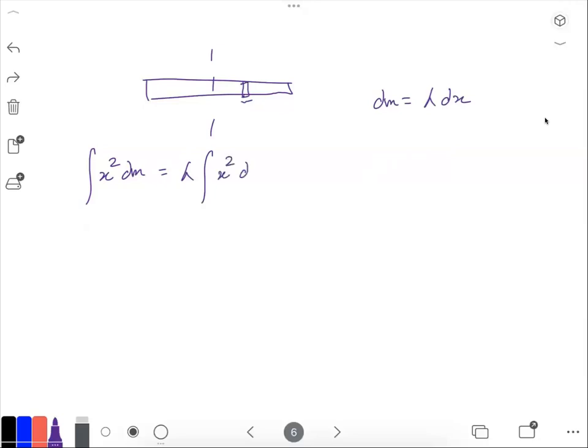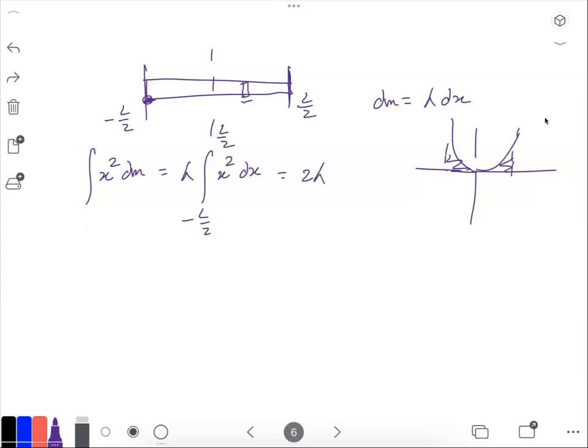x squared dx. Now, what are our bounds of integration? We're going to integrate from this point here to this point here. So this is negative L over 2, and this is L over 2, since the rod has length L. I'm going to do something that simplifies calculations a little bit. I know that this is an even function. So I know my upper bound and lower bound are the same in magnitude. I know that integrating this is the same thing as taking twice this and integrating from 0, as shown in the diagram here.